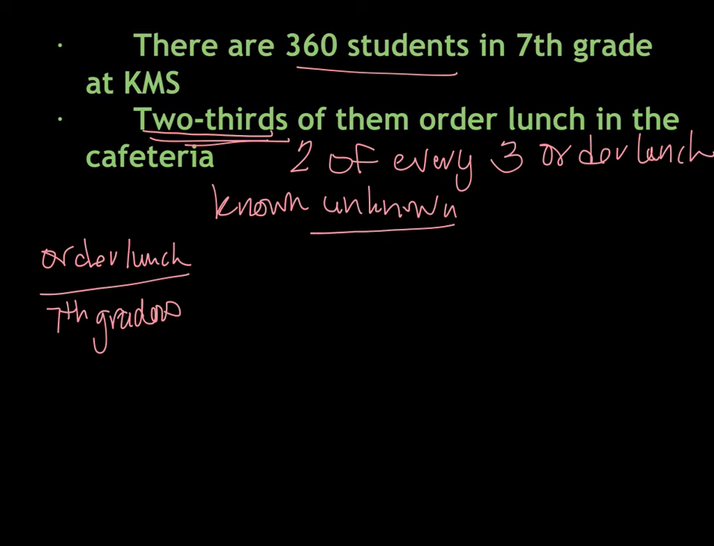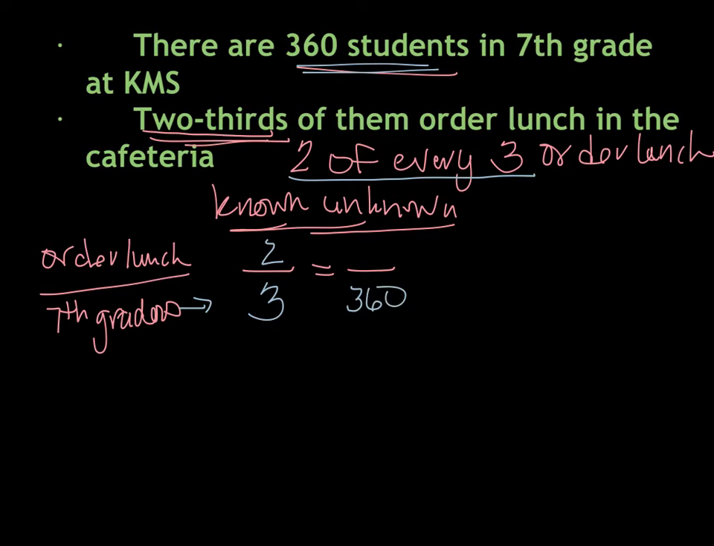As we've already talked about, we have 2 of every 3. 2 of every 3 order lunch. So 2 people order lunch for every 3 7th graders. And then we go back to, we have 360 students in 7th grade, so that goes here under 7th graders. 360, the thing we don't know is how many of them order lunch. Whoops, that should be in X, not 0.